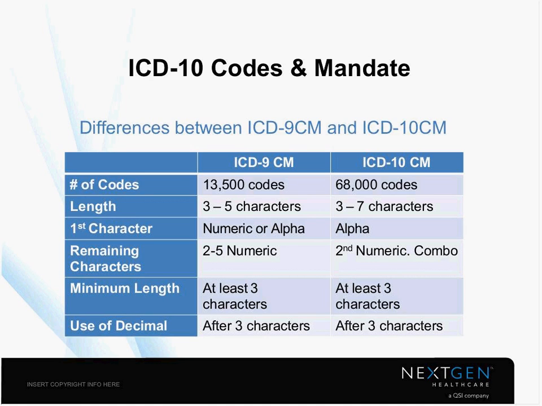The remaining characters for ICD-9, the 2 to 5 characters after the first character, would always be numeric. Well, in ICD-10, it's a combination. Your first character is going to be an alpha character. The second one is going to be a numeric character. And through 7 is going to be any combination of numeric or alpha characters. Length is still required at 3 characters, and the decimal is going to be after the third character.